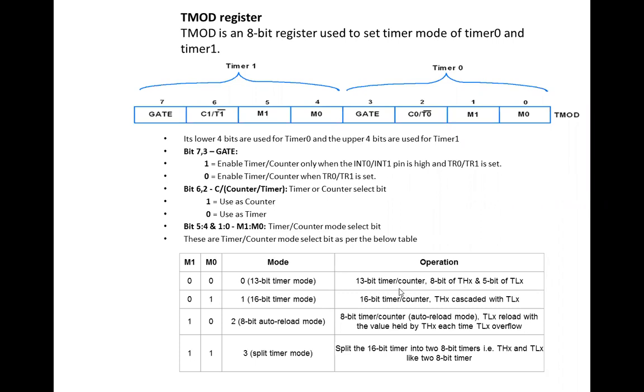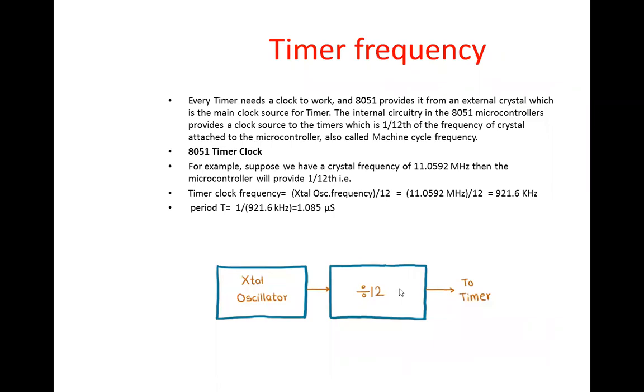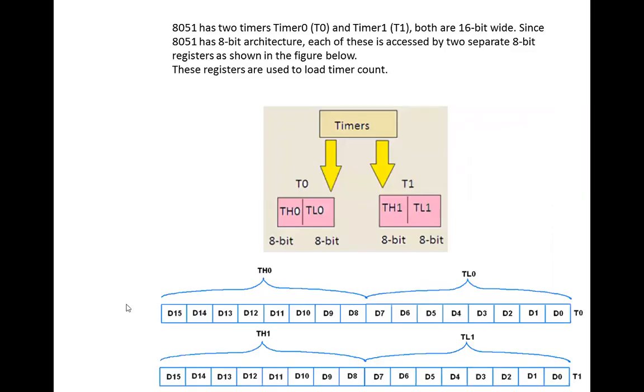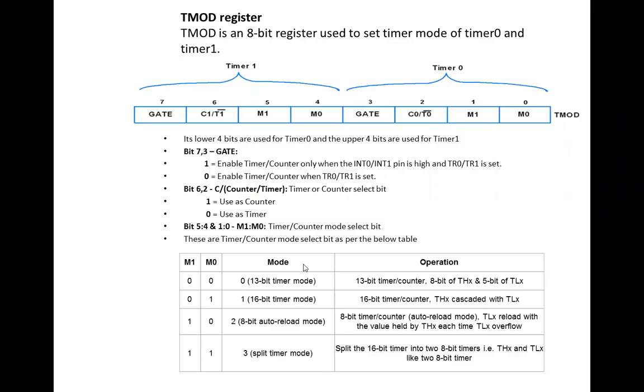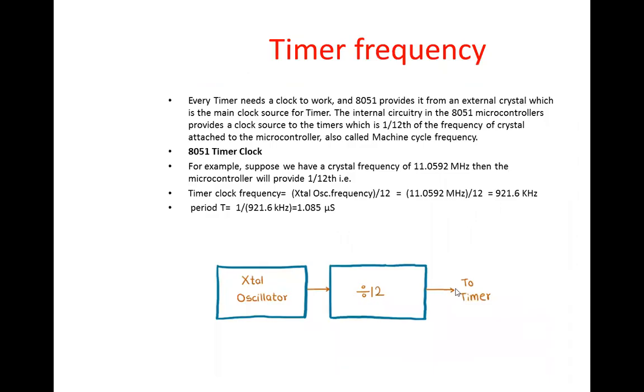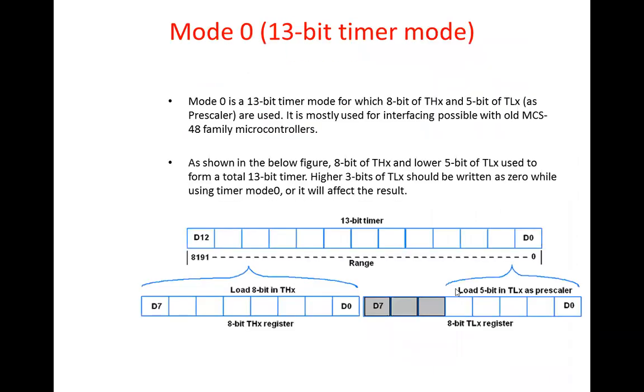Because our timer is a 16-bit timer. TL0 means the lower 8 bits and the higher 8 bits are given by TH0. So in mode 0, what do we have to do? We use all 8 bits from THX, the higher bits, and from the lower register we use only 5 bits. So this is mode 0.